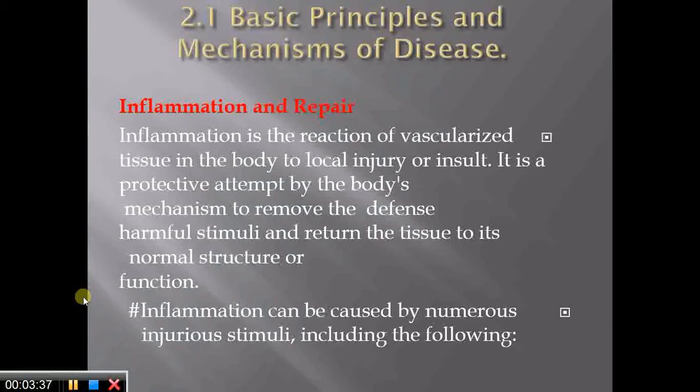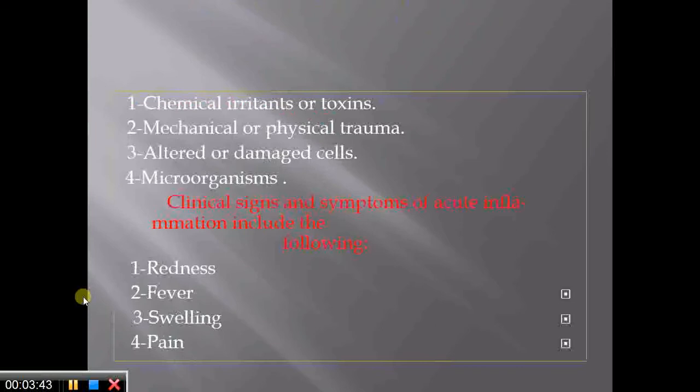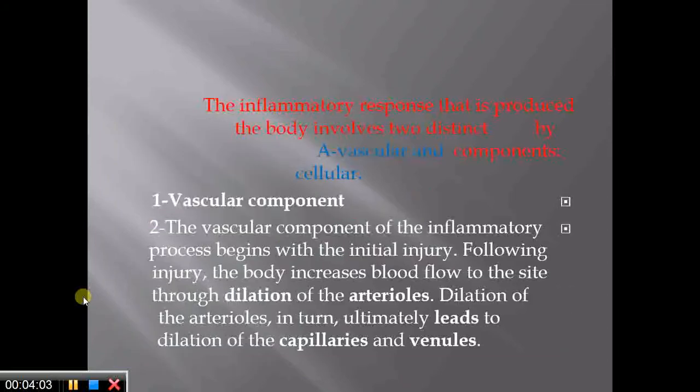Inflammation can be caused by numerous injurious stimuli, including the following: chemical irritants or toxins, mechanical or physical trauma, altered or damaged cells, microorganisms. Clinical signs and symptoms of acute inflammation include the following: redness, fever, swelling, pain. The inflammatory response that is produced by the body involves two distinct components, vascular and cellular.